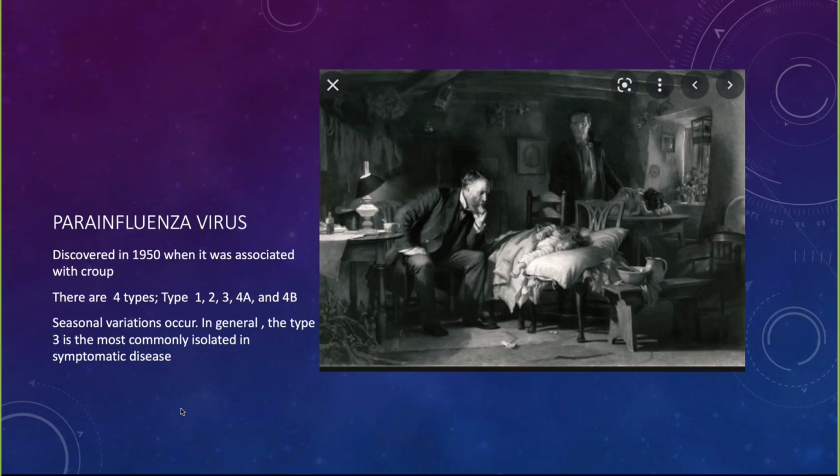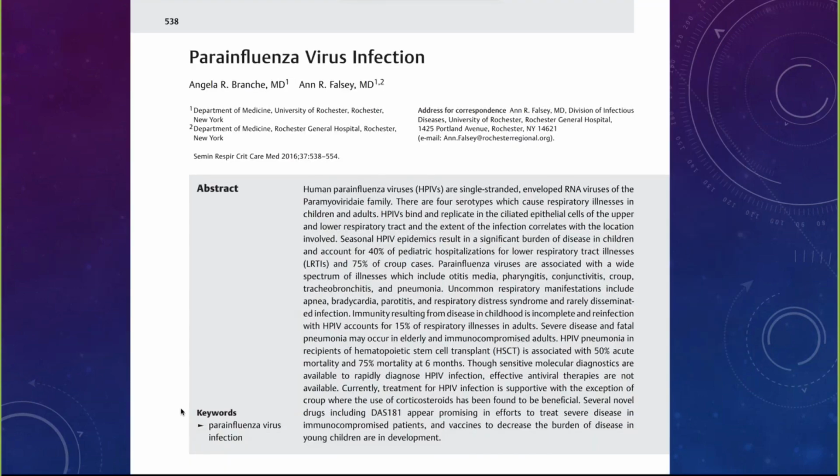Again, type 3 is the one that is really important for severely immunosuppressed patients, such as transplant patients and patients with hematologic malignancies, prolonged neutropenias, etc. This is another nice review article that you can look at if you want to dig deeper.